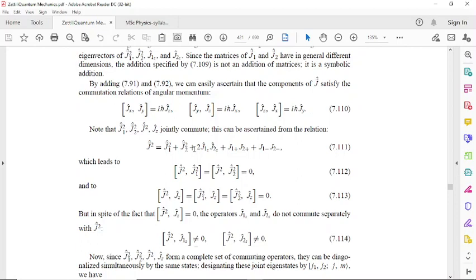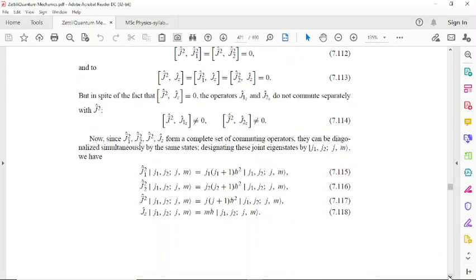And now J1 square, J2 square, J square, Jz jointly commute, and therefore we can write J square equal to J1 square plus J2 square plus 2 J1z J2z plus J1+ J2- plus J1- J2+, which leads to [J square, J1 square] = [J square, J2 square] = 0, and [J square, Jz] = [J1 square, Jz] = [J2 square, Jz] = 0.